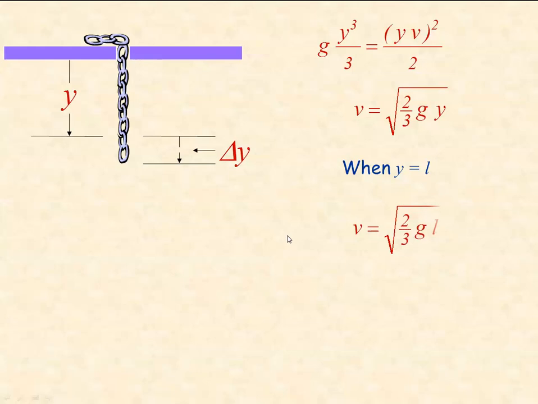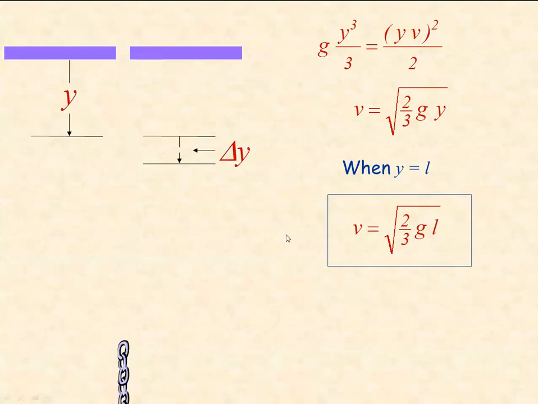If y is equal to L, then you get the square root of 2/3 gL, and that is the velocity as you clear the hole, okay? Now, of course, that's going to increase as time goes on, but you'll notice that if you did a free fall drop of this thing in the first place, you would have ended up with the square root of 2gL, okay?